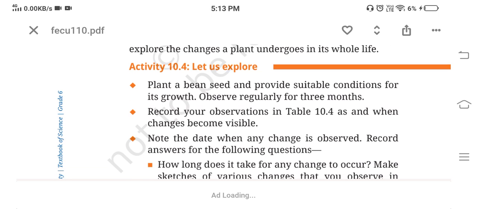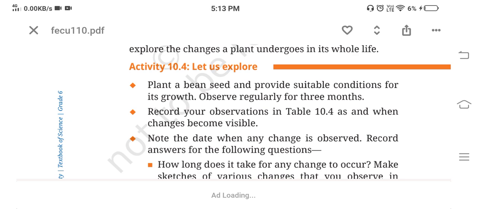Plant a bean seed and provide suitable conditions for its growth. Observe regularly for 3 months. Record your observations in Table 10.4. As and when changes become visible, note the date with any changes observed.